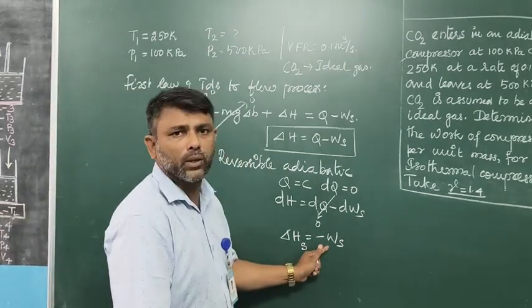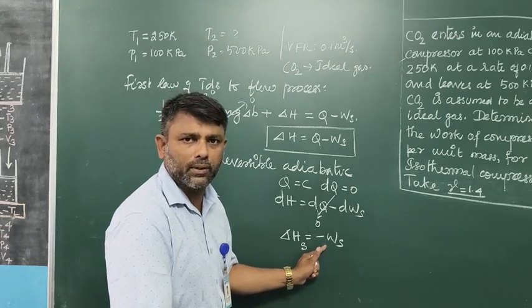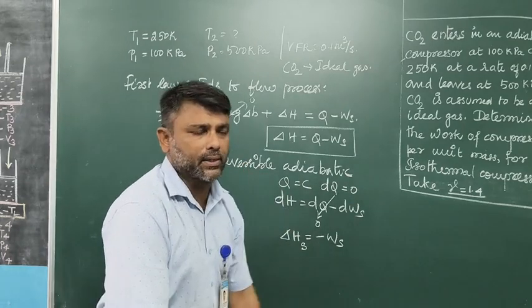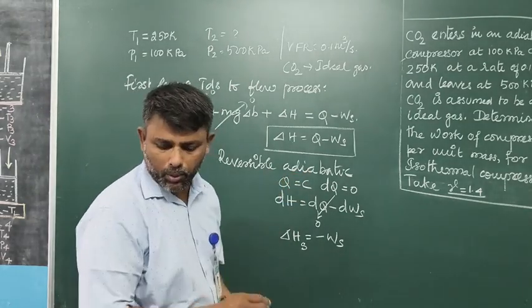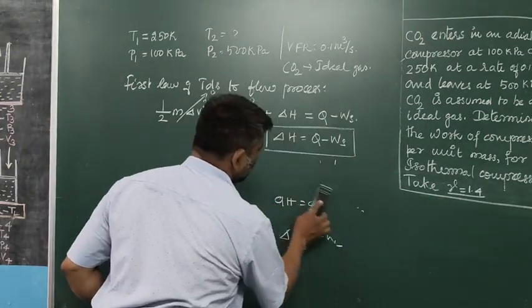This shaft work is called isentropic work, or the minimum amount of work required for the compressor to compress the gas from initial condition to final condition. This is the equation for reversible adiabatic process. In our problem, it is a reversible isothermal process.